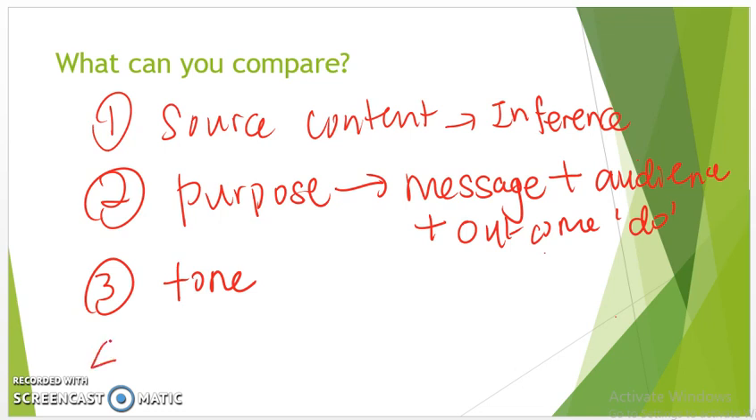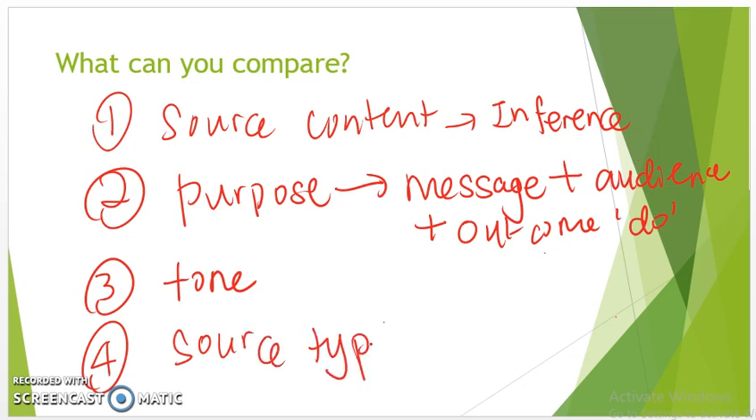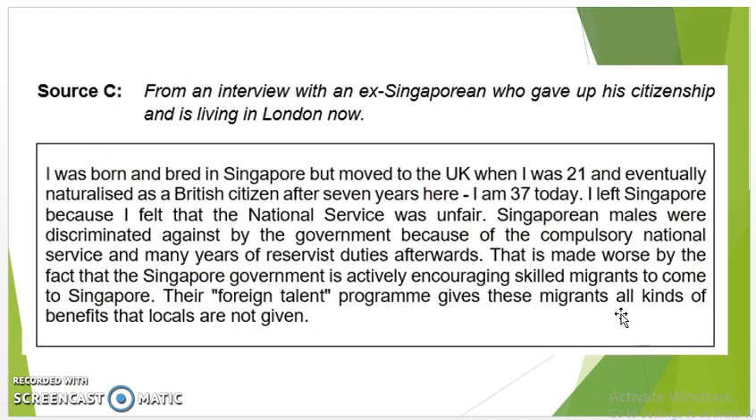Last one is something that you can compare, but I will not encourage you to compare that. That is the source type. For example, both of them are articles from the newspaper, so they are similar. This is a very low level one, only like level 1. So you can do that, but it's not advisable.